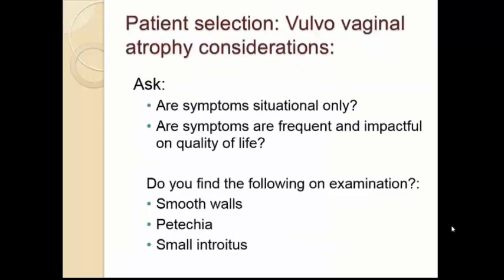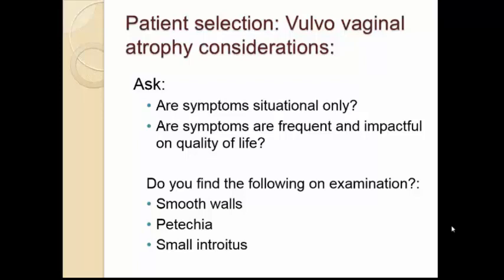Patient selection. Within your practice, it is important to have key questions asked regarding vaginal atrophy. You want to ask, are the symptoms situational only, or are they day-to-day? Are symptoms frequent and impactful, and most importantly, what is the impact on this patient's quality of life? Whenever we talk about menopausal symptoms, quality of life should be top of mind.